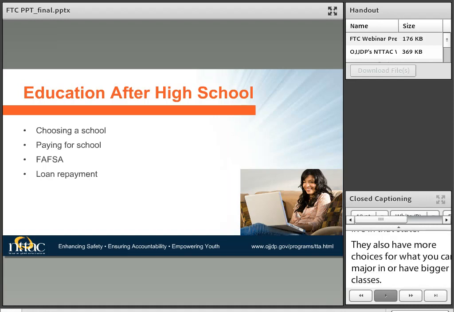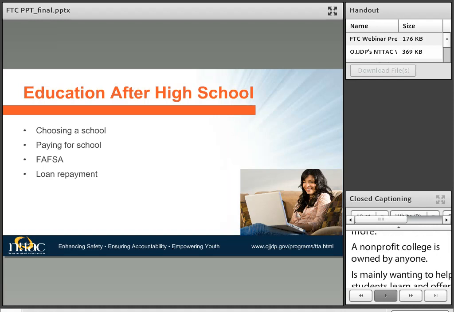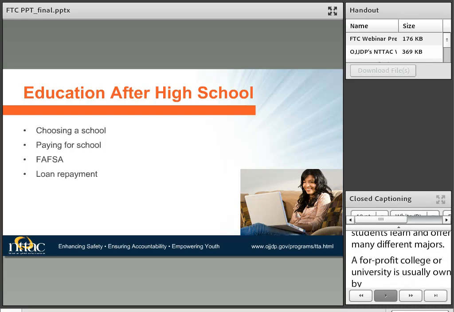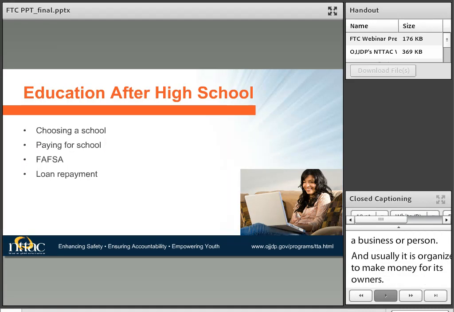Likewise, a nonprofit college isn't owned by anyone, is mainly wanting to help students learn, and offers many different majors, whereas a for-profit college or university is usually owned by a business or person, and usually is organized to make money for its owners, and often focuses on only a few majors or areas of study. There are, of course, also community colleges and career and trade schools, which also have different characteristics, which are also important to look over.